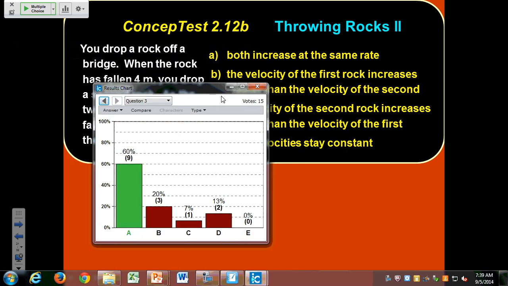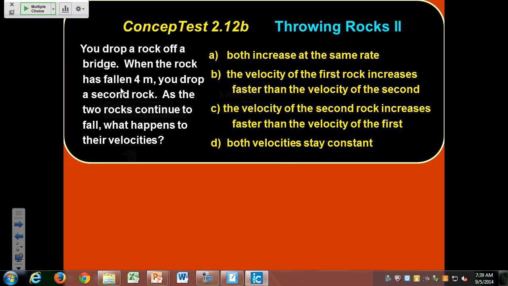Okay, A is right. Let's go through these. You have to read these carefully. Their velocities increase at the same rate. That's true, right? They have the same acceleration, so their velocities are going to increase at the same rate. The velocity of the first rock increases faster than the velocity of the second. That's opposite of what A is saying. It's saying that they're going to increase at different rates. But they both have the same acceleration.